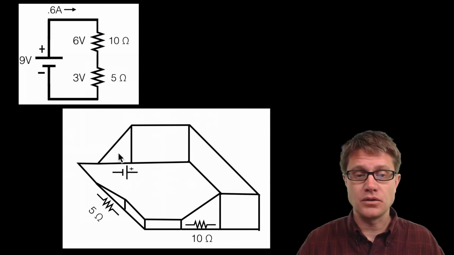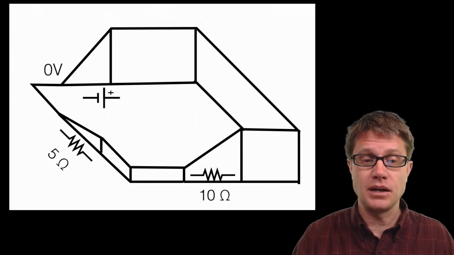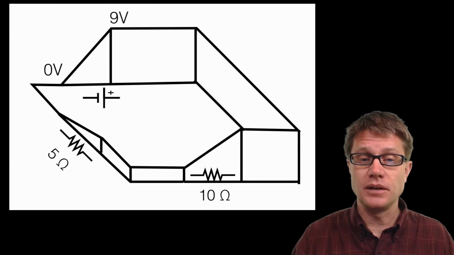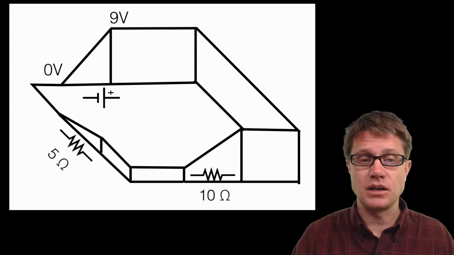drawn like a roller coaster. So we could say the battery is right here. And so how much potential difference do we have at the beginning? 0 volts, but we're lifting it to 9 volts as we go through the battery. We're giving it potential energy. That charge has potential energy.